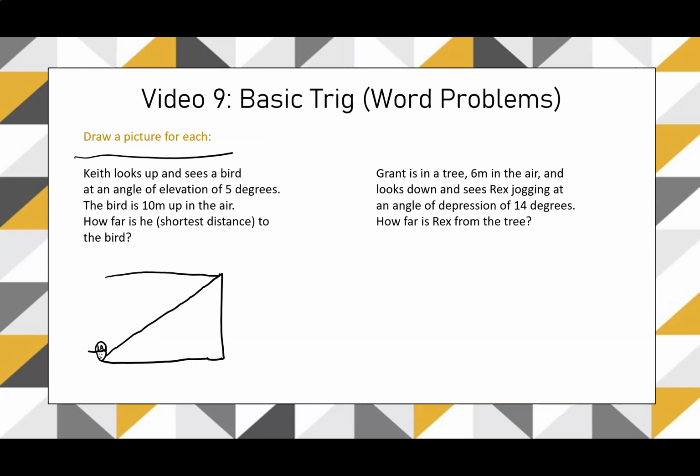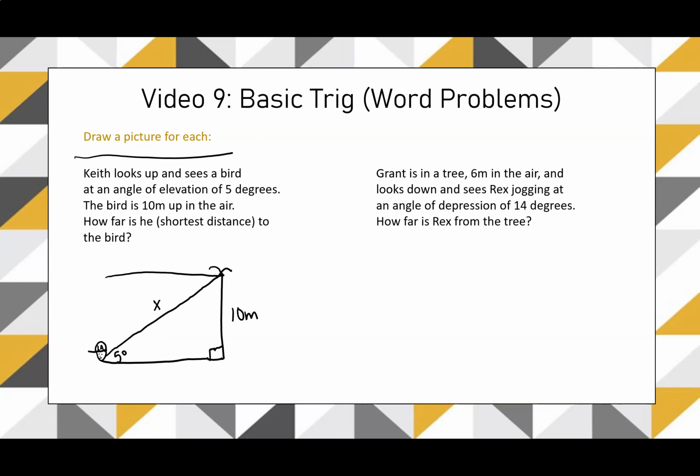I do want to draw my Z in there. It makes me happy. So I'm looking up, or Keith is looking up at 5 degrees. That's our angle of elevation. The bird is 10 meters up in the air. So here's our bird. It's 10 meters up in the air. How far is he to the bird? Well, we're always going to talk about the shortest distance when I'm saying how far is someone from something, so our x is going to be here. That's the setup for this problem. You don't have to do more than that here, but you can solve for that if you'd like.